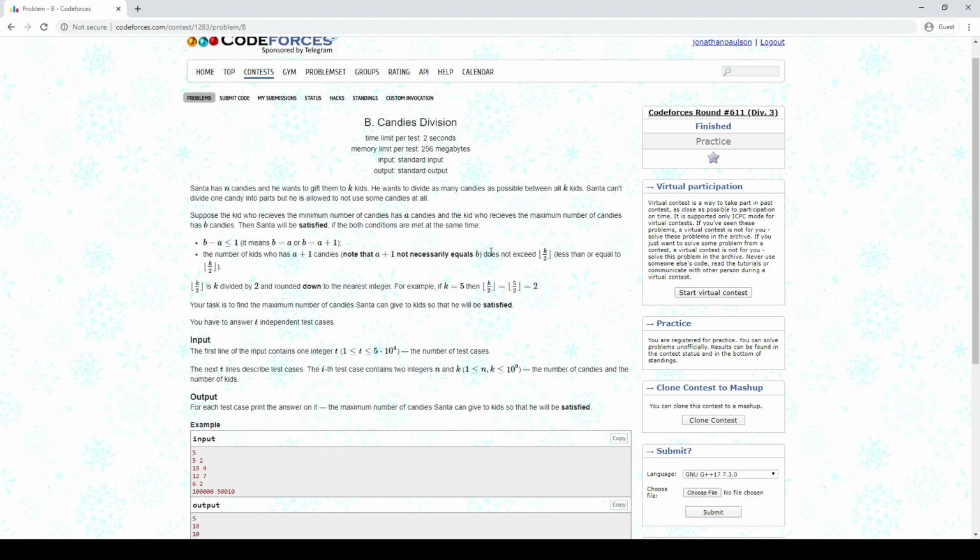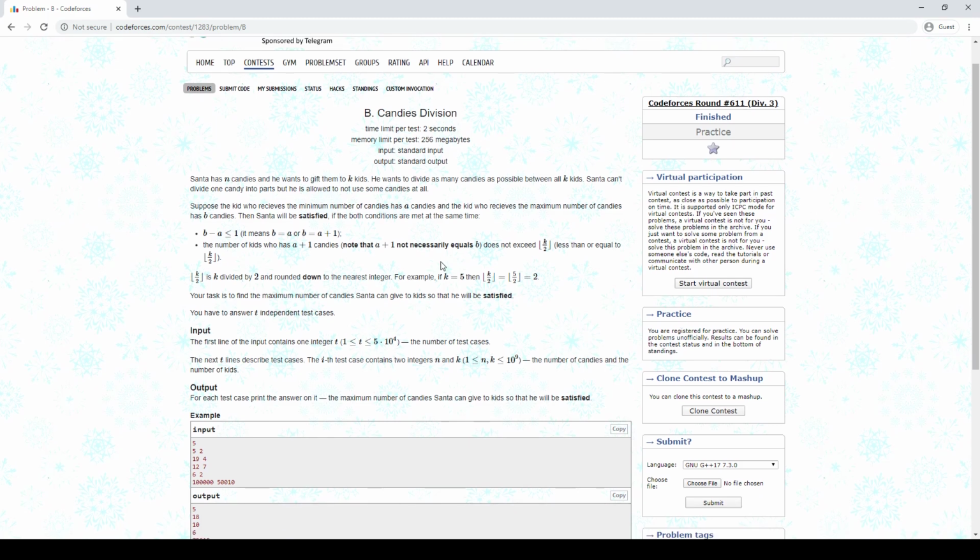Well, so certainly we can do integer division of n by k. This gives us however many candies we could give to all the kids, so we definitely want to do that. And then we can hand out some extra candy to, at most, half rounded down of the kids. So we can hand out the min of k over 2 and however many candies we have left. So that seems to be the answer.